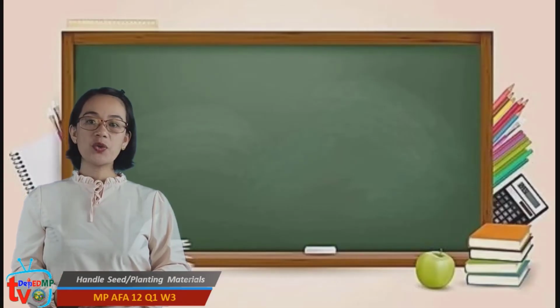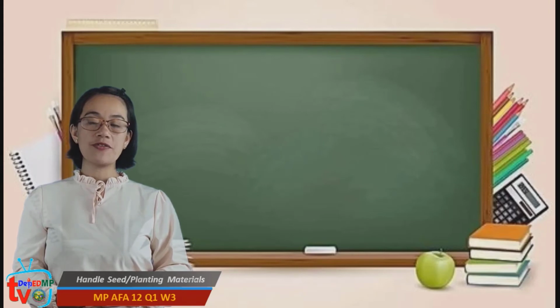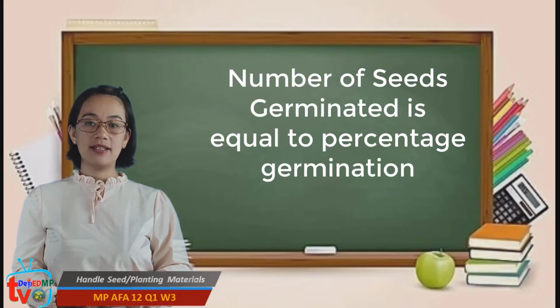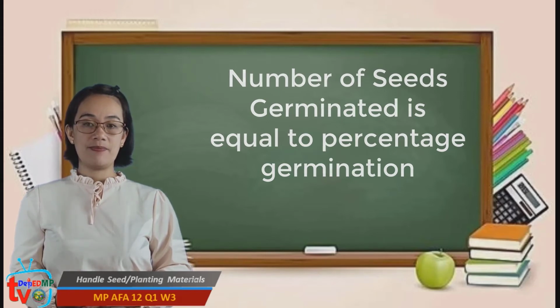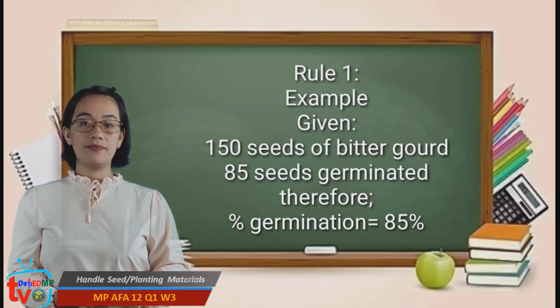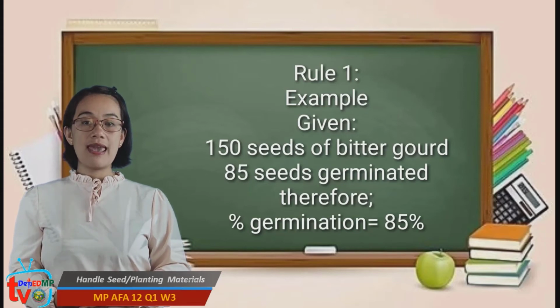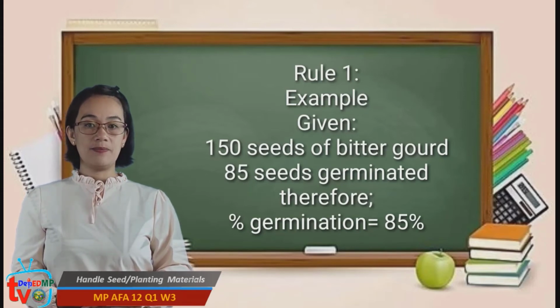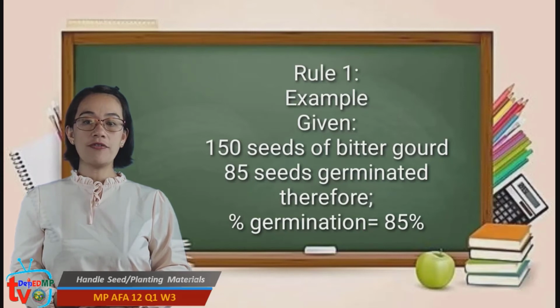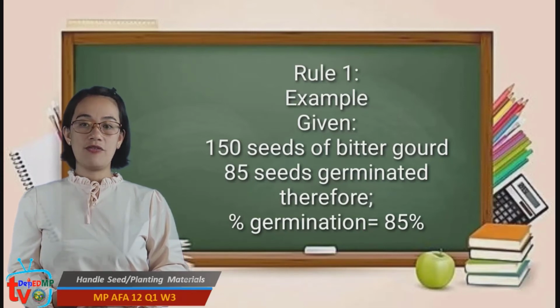Now, we have the rules in computing the percentage of germination of seeds. Rule number 1: if you test 100 seeds, the number of seeds germinated equals the percentage germination of the seeds. Example: if you tested 150 seeds of bitter gourd using the ragdoll method and 85 seeds germinated, the percent of germination of the seed then is 85%.